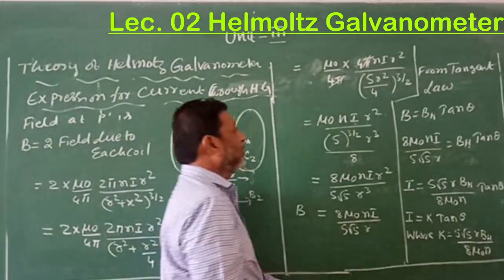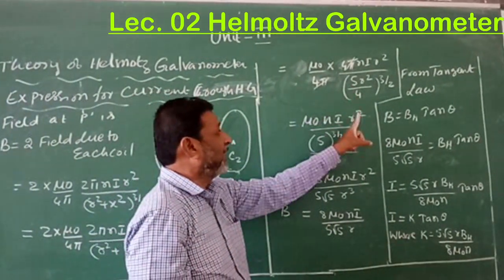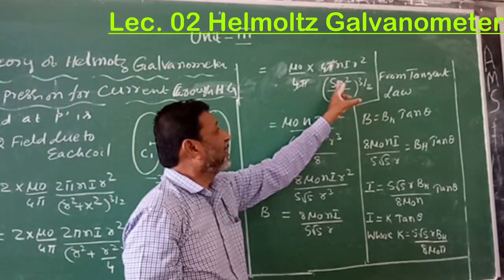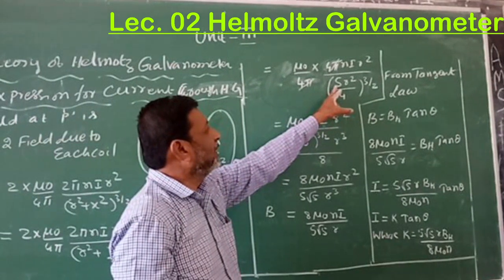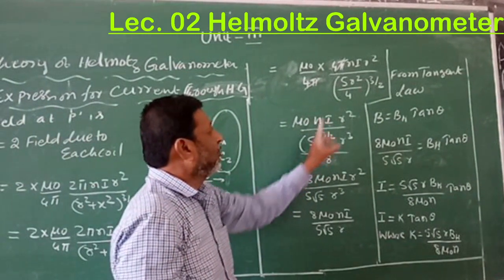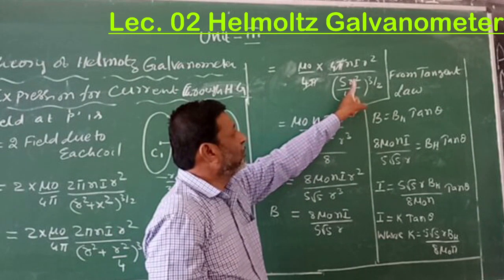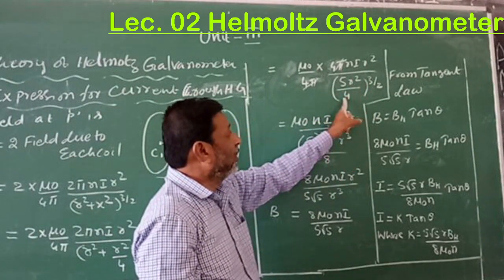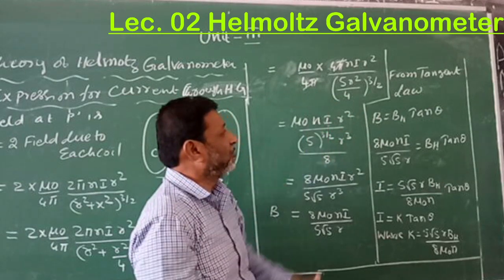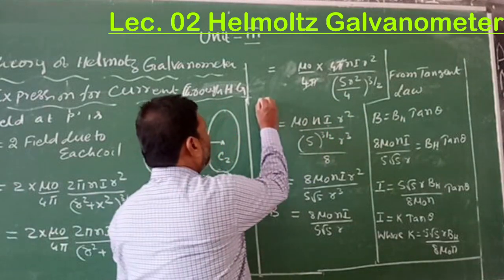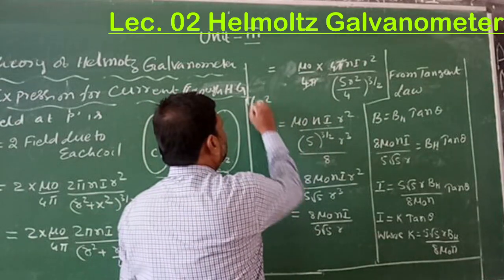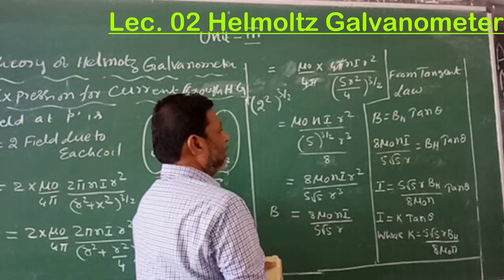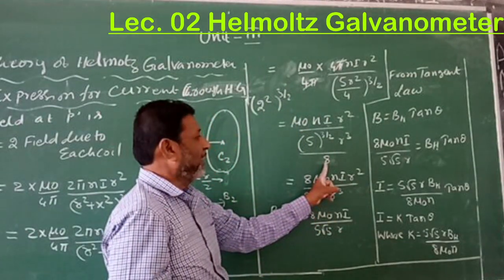Then μ0 n I r² as it is. Now since this is 3/2 for this complete factor, first take the 5 raised to 3/2 that I have written. When you take it, as 3/2, the 2 will get cancelled, r² we get, then divided by 4 raised to 3/2. Now 4 can be written as 2², raised to 3/2 means 2 will get cancelled, you will get 2³, and that 2³ is nothing but 8, isn't it?